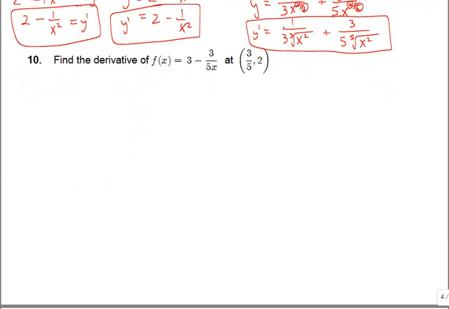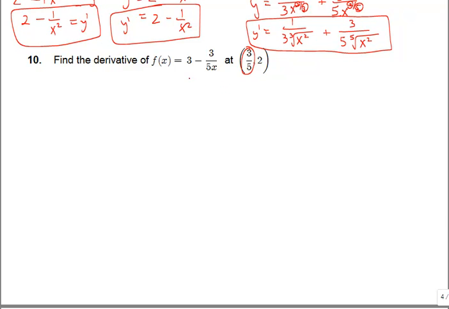Okay, so far all we've done is take a derivative and then stop. So now what we're going to do in this next example is find the derivative, but we're going to find it at a specific point, 3/5, 2. So we still need to take a derivative, but then we have an actual x value, which is going to be this 3/5, to plug in once we've found that derivative.